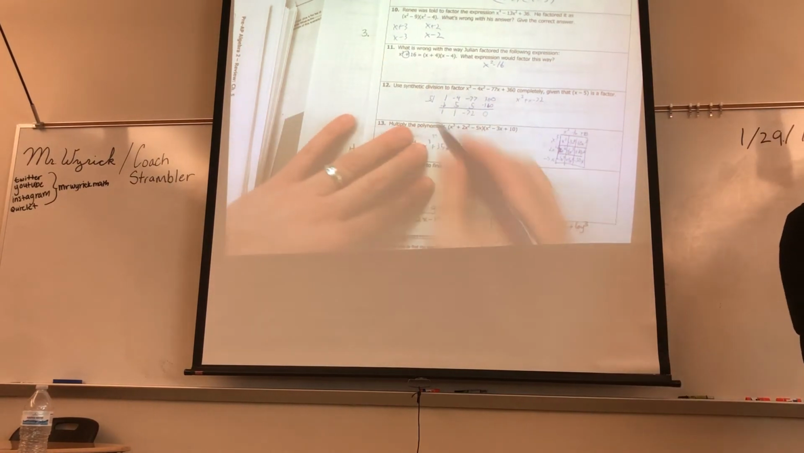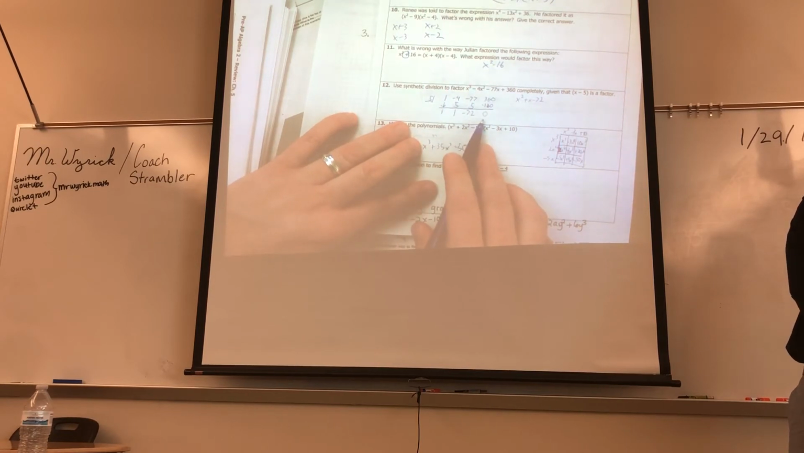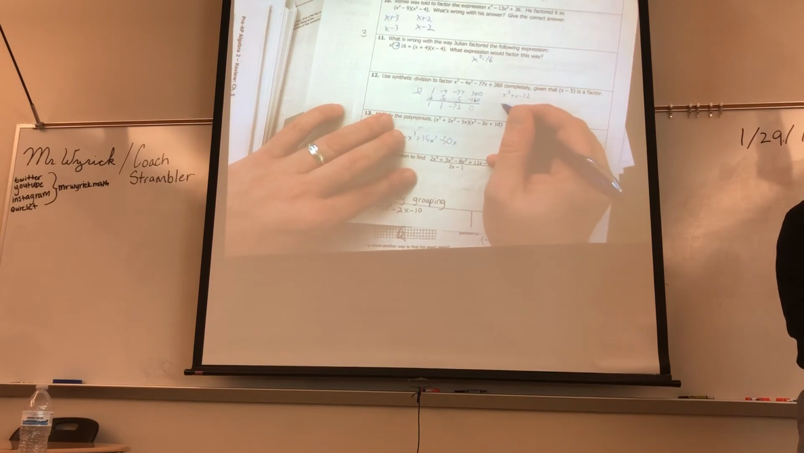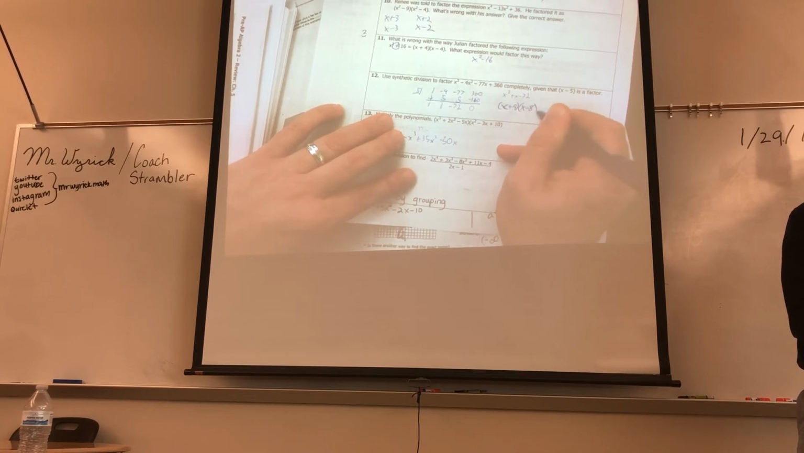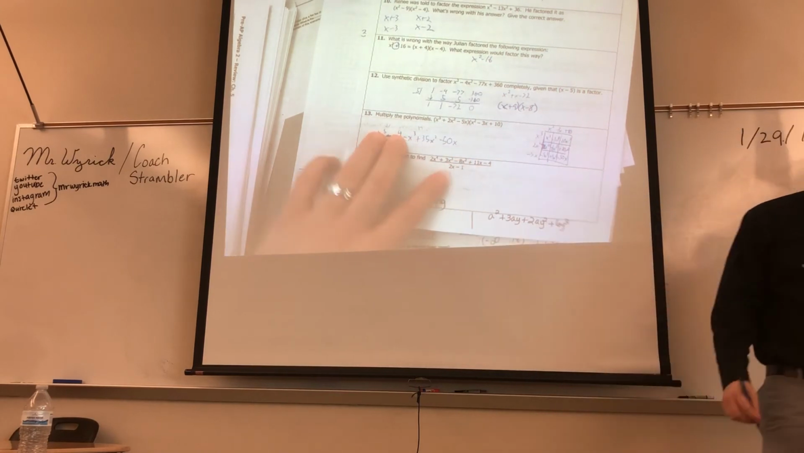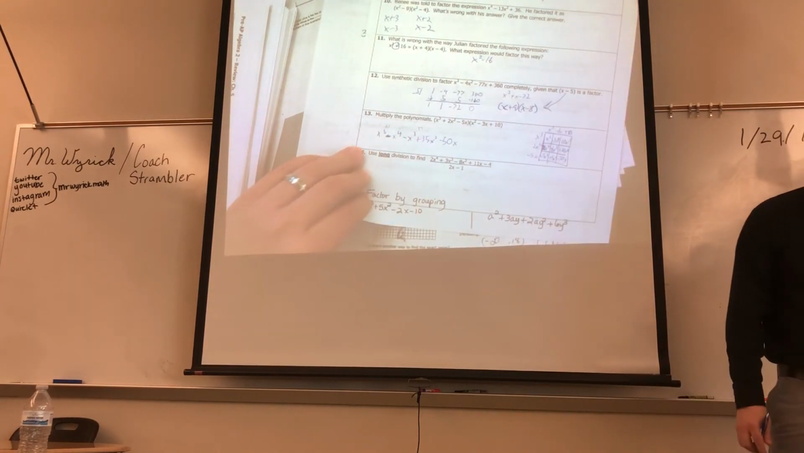Use synthetic division. If you use synthetic division with the 5, it goes 1, 1, negative 72, 0, which means you have x squared plus x minus 72, which means the rest of the factors would be x plus 9 times x minus 8. That would multiply together to give you negative 72, add together to give you 1. X minus 5 is that last factor down there.